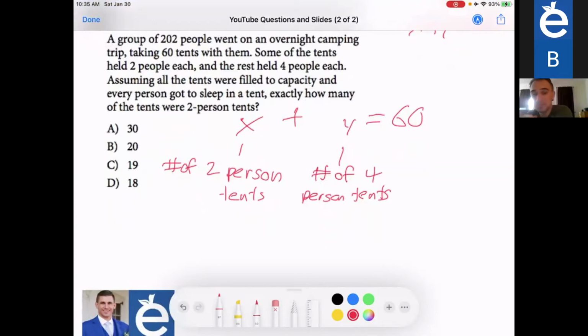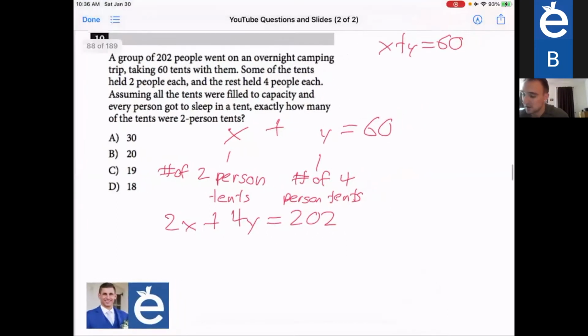Well, if we can fit 2 people in each 2-person tent, then the number of people we can fit in 2-person tents would be equal to 2, the number of people in each tent, times x, the number of those 2-person tents, plus 4, the number of people that we can fit in a 4-person tent, times y, the number of 4-person tents we have. This would account for all the people that we have on this trip. So 202. So this is another equation for our system.